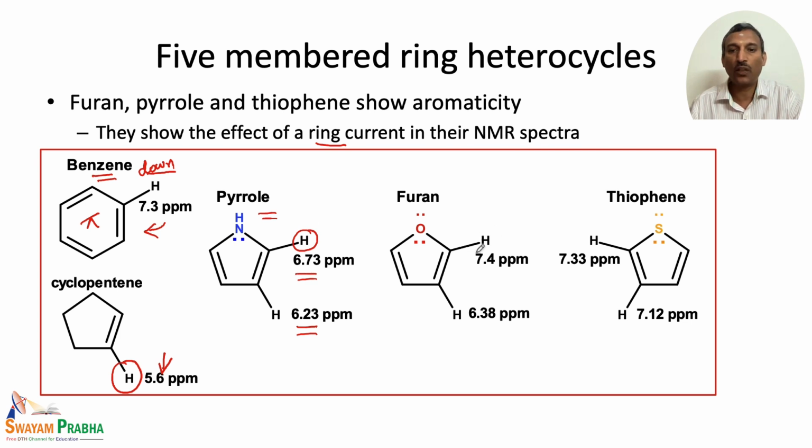And if you look at furan, the alpha proton comes at 7.4 ppm and the beta carbon's proton comes at 6.38 ppm. In the case of thiophene, the alpha carbon's protons appear at 7.33 and the beta carbon's proton appears at 7.12 ppm. So, all these things represent that there is a pi ring current in the case of heterocycles, and this is also one of the criteria to show aromaticity.